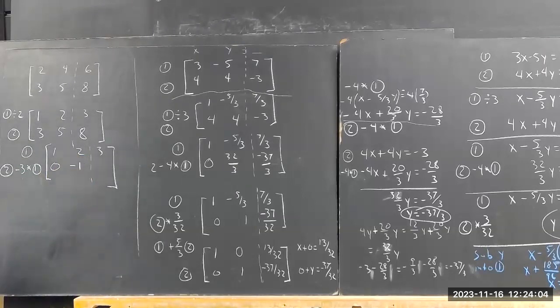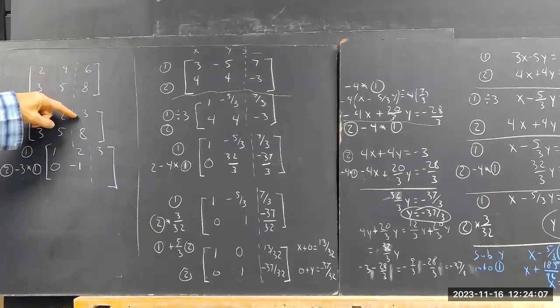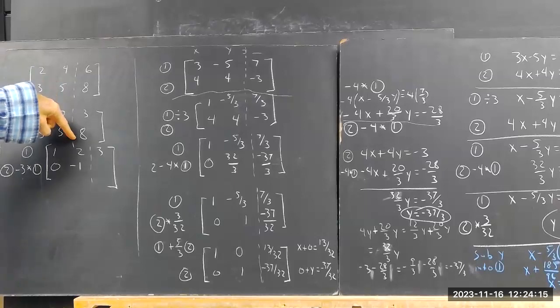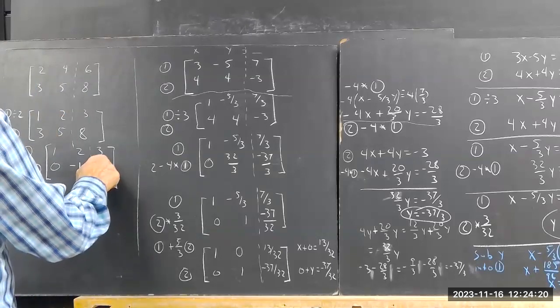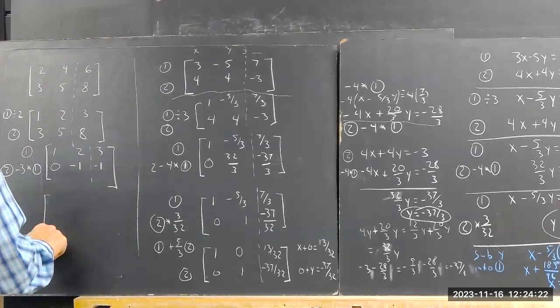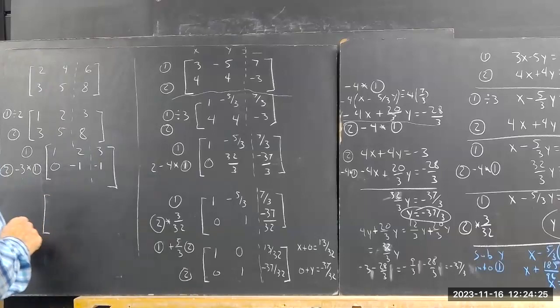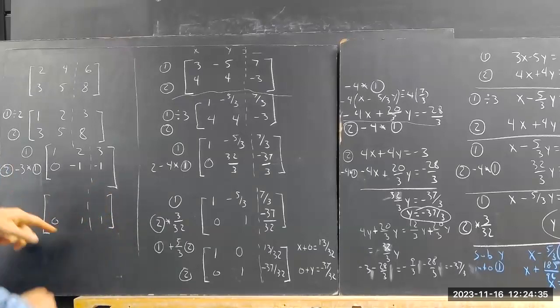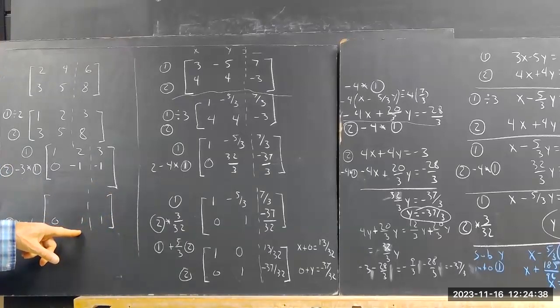Okay. Now I do the same thing here. What's negative 3 times the number in the first row? Well, it's negative 9, right? And I add that to 8, I get, yeah, negative 1. Okay. Now I take the second row, multiply it by negative 1, I get 0, 1, 1. So there's my solution for y, isn't it? This means 0x plus 1y equals 1.